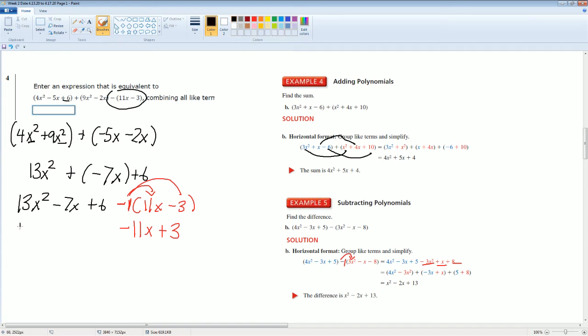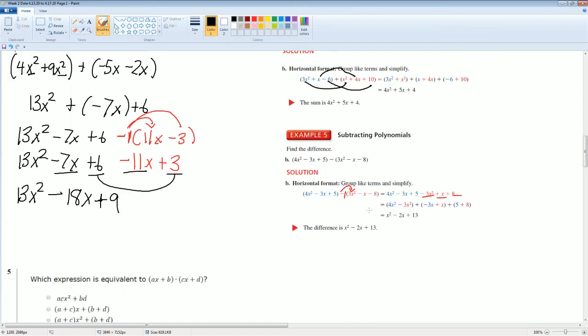Okay? Now rewrite everything else. Now it behaves the same exact way. 13x squared remains the same. Negative 7x plus negative 11x becomes negative 18x. Okay? Plus 6 and plus 3 becomes plus 9. All right? There you go. Just make sure that when you add them together, you're adding the same powers. Okay? There you go. This is your final answer.